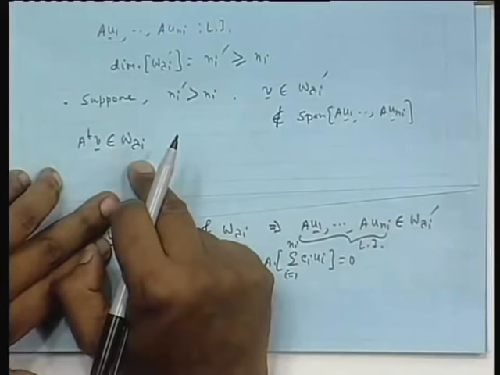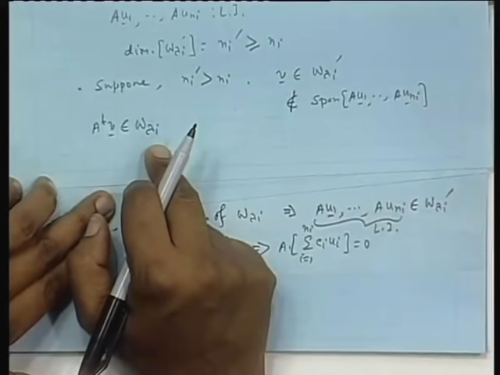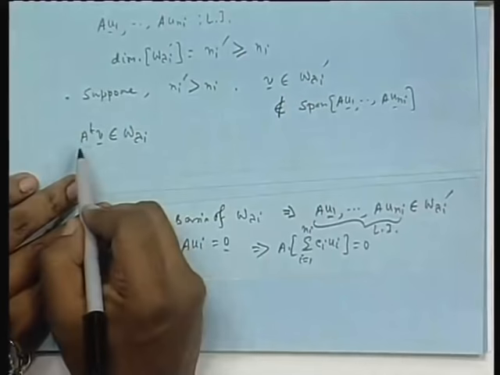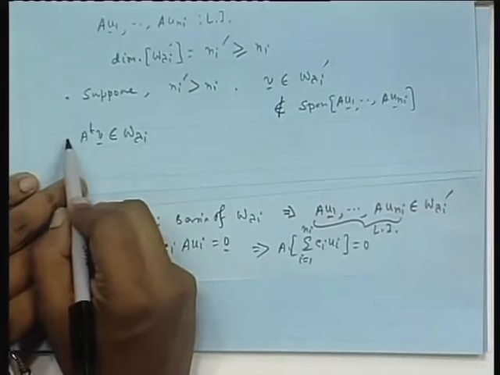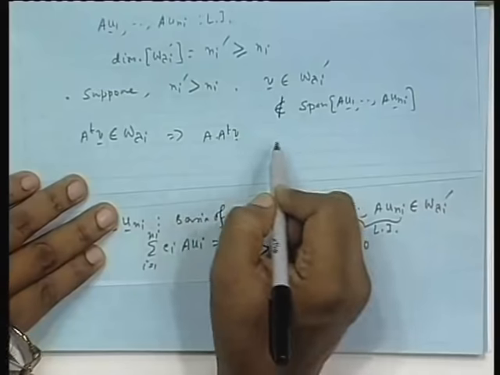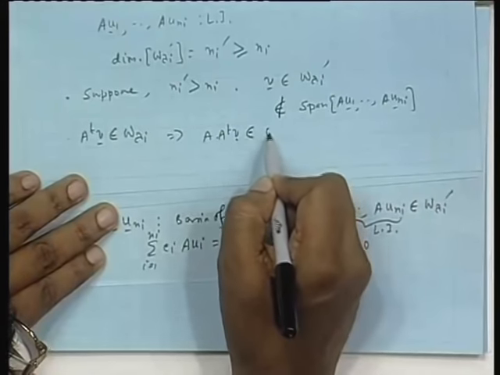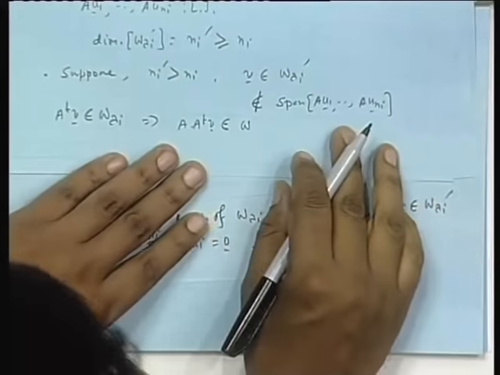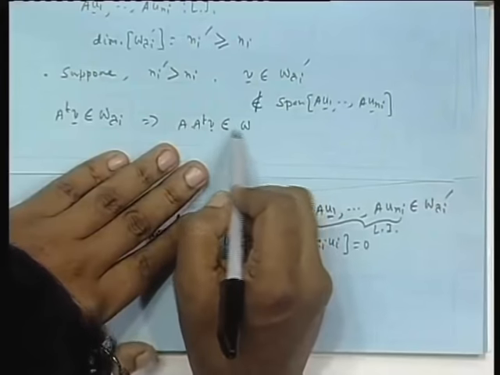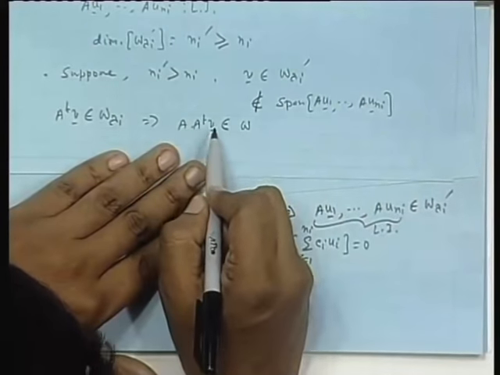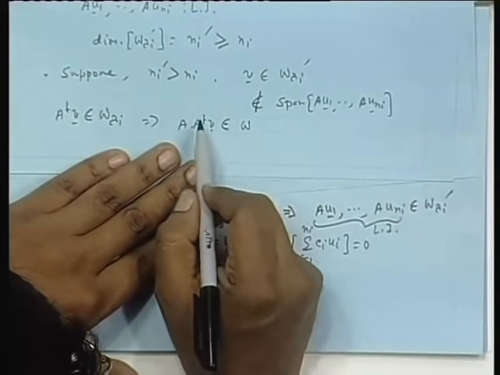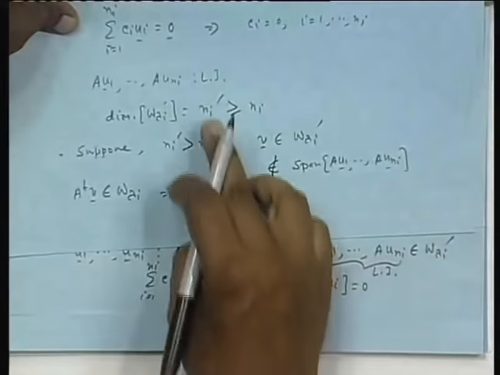So, A transpose V is here, and if this is an eigenvector, then A working on A transpose V will take you inside this. Okay, this is an eigenvector, but A transpose V will be what? Okay, actually this needs a little extra.